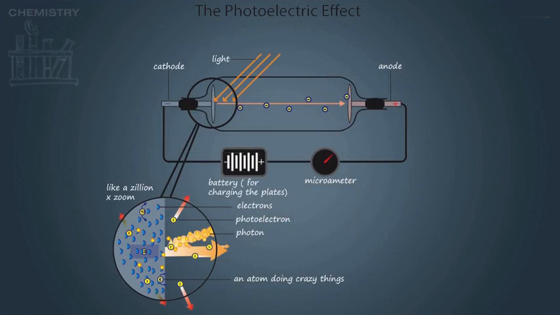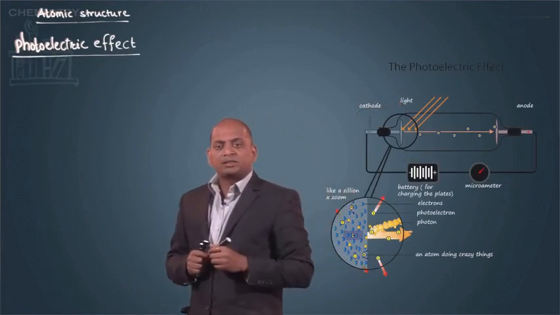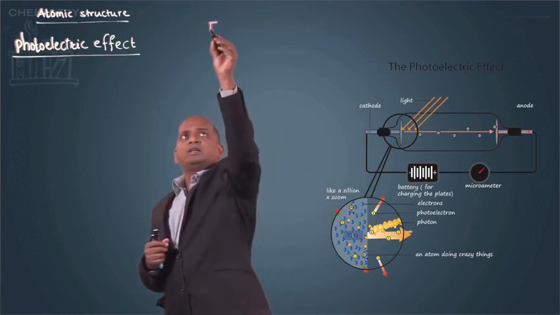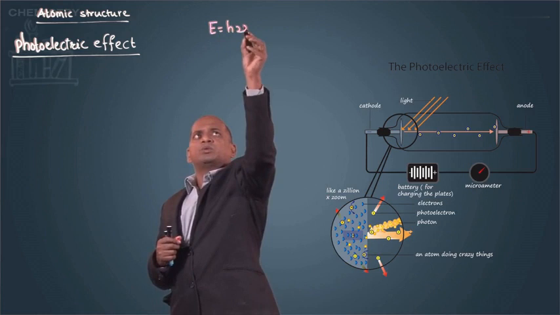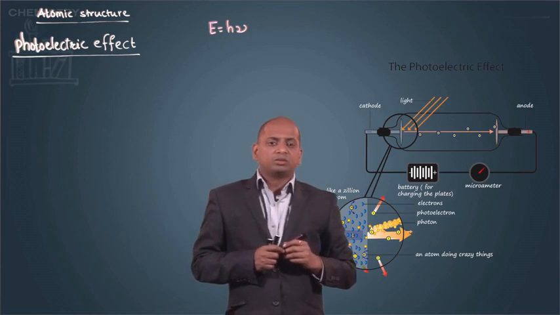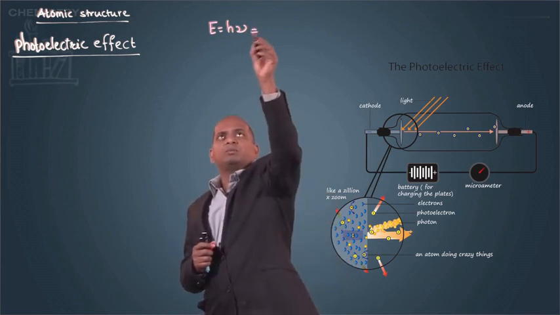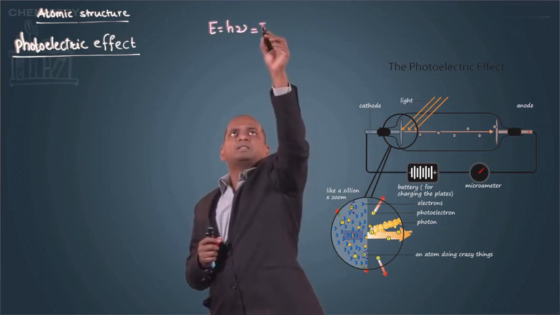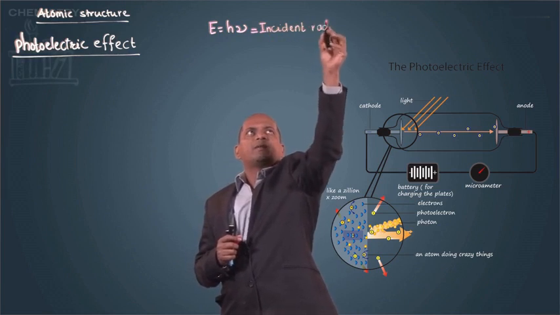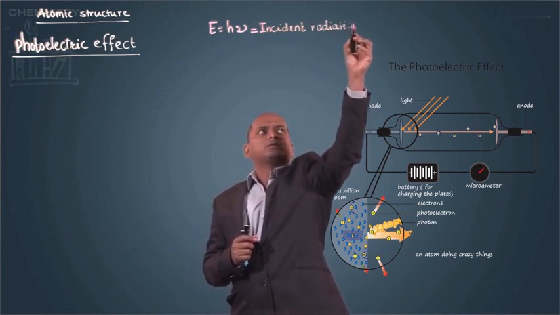So this is depicted here in the diagram. A metallic surface, radiations are incident on the metallic surface. Now those radiations have a particular wavelength, h nu. So I will write here E is equal to h nu. Now this E stands for energy, h nu from Planck's quantum theory. So what do you mean by this? This stands for incident radiation energy.